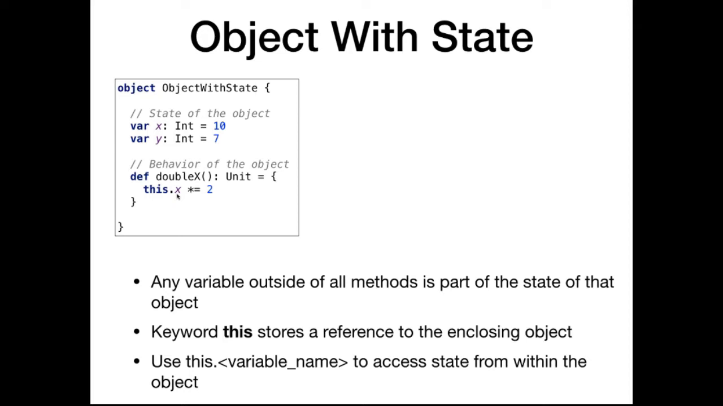This is usually optional. We could do x *= 2 and have the same exact behavior, but it's good practice to always use this dot when accessing the state variable of an object to make it clear that you're either accessing or modifying the object's state. But we have these variables, we can change them, we can access them, and they're part of the state of that object.